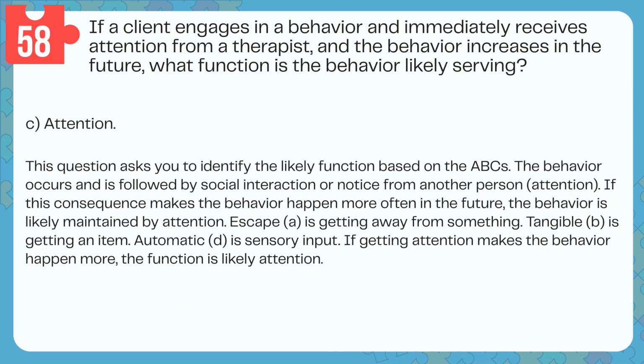Answer C, attention. This question asks you to identify the likely function based on the ABCs. The behavior occurs and is followed by social interaction or notice from another person. Attention. If this consequence makes the behavior happen more often in the future, the behavior is likely maintained by attention. Escape, A, is getting away from something. Tangible, B, is getting an item. Automatic, D, is sensory input. If getting attention makes the behavior happen more, the function is likely attention.